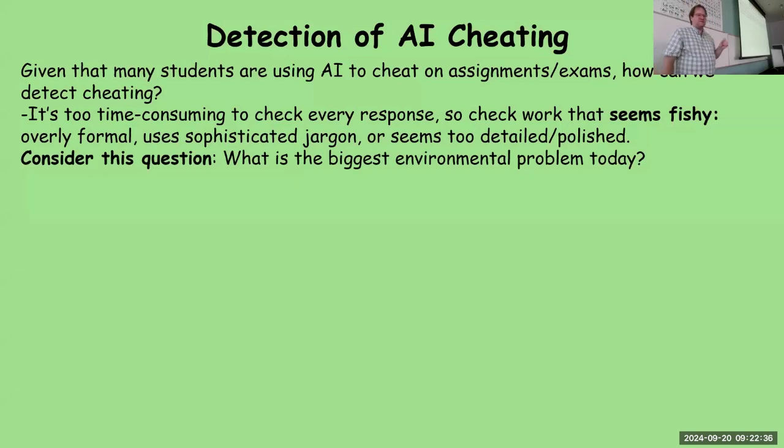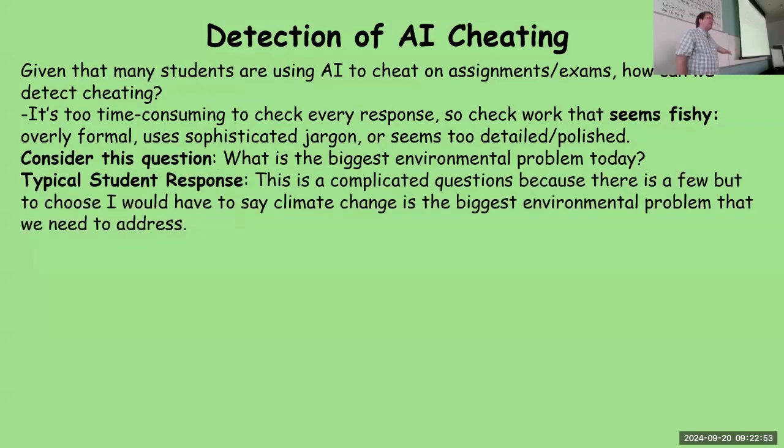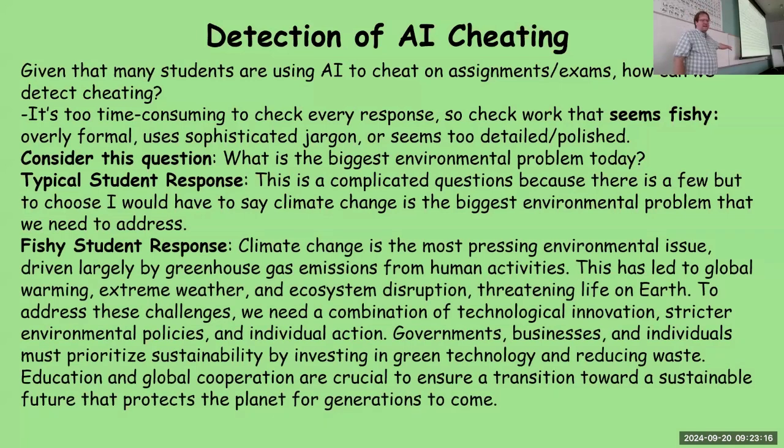So consider this question, which students were supposed to answer on their first day of class, when they're first learning about the environment and environmental sciences. I just said, coming in, what's the biggest environmental problem today? What do you think? So this is a typical real student response that I got. "This is a complicated question because there were a few, but to choose, I would have to say climate change is the biggest environmental problem that we need to address." So kind of sloppy, kind of wrong, like how it's written, but typical of what you would see from a student. And here's a real AI-generated answer.